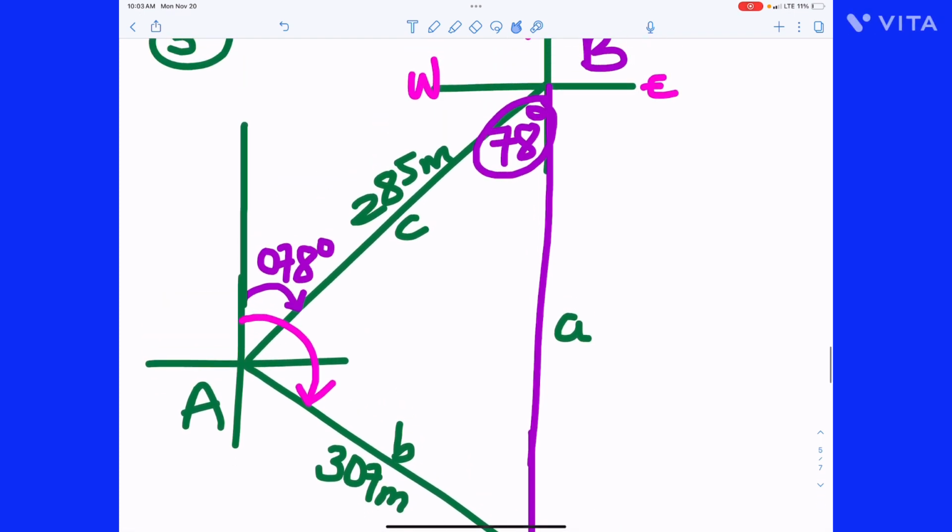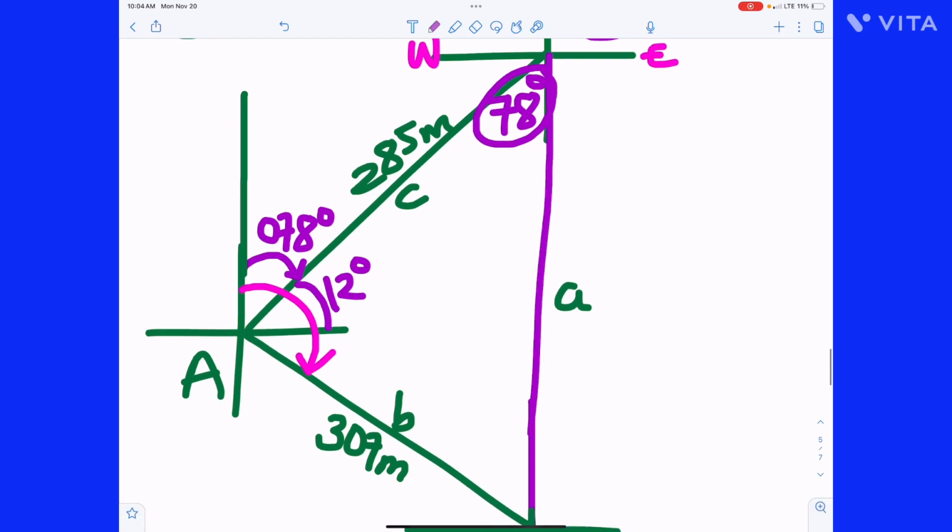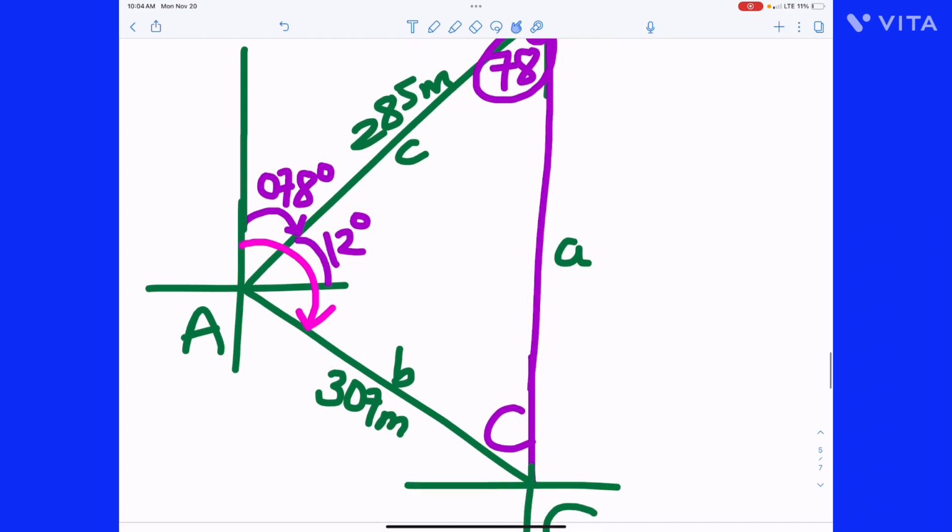Okay, let me check very well. Now, if you look at this question very well, this place is 78. So it means 90 minus 78. This will be what? 12 degrees. Can you see that? That place will be 12 degrees. I can use my sine rule to get this. Let's call this place angle C. I can use my sine rule to get angle C.